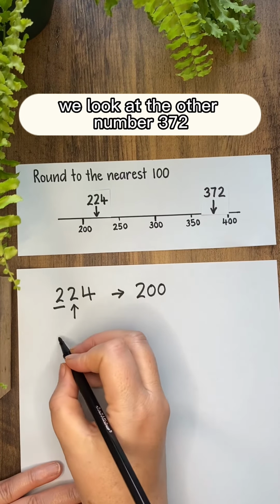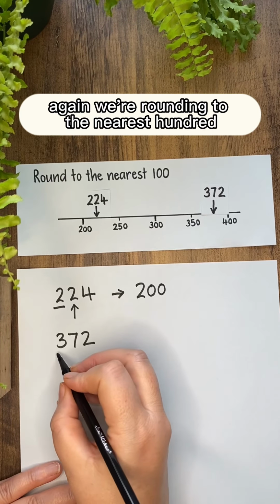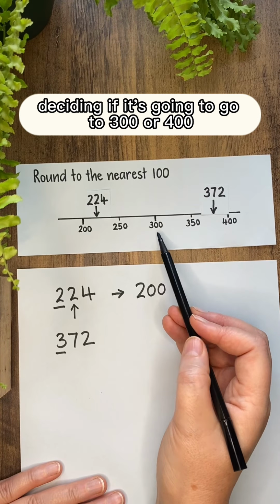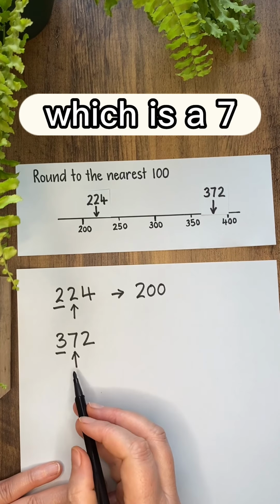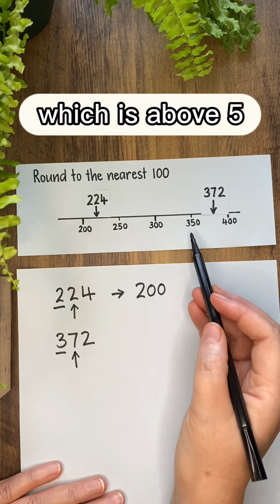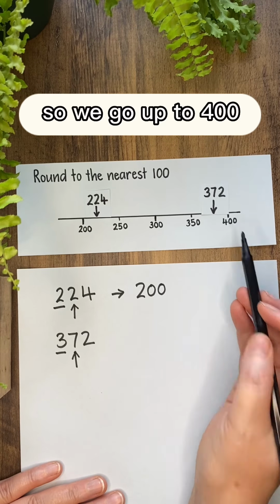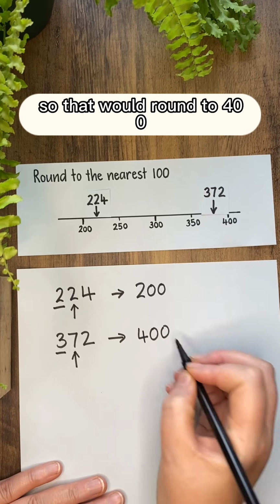We look at the other number, 372. Again, we're rounding to the nearest 100, so we look at the hundreds column. And what we're doing is deciding if it's going to go to 300 or 400. We look at the next number, which is a 7, which is above 5, so it shows that it's above 350, so we go up to 400. So that would round to 400.